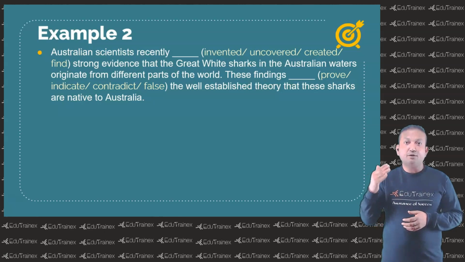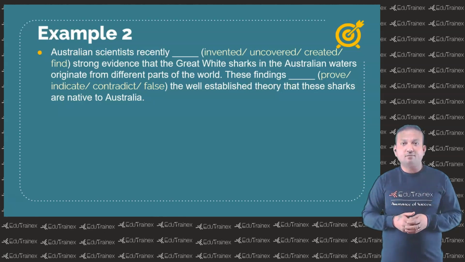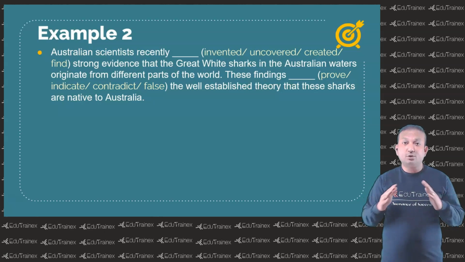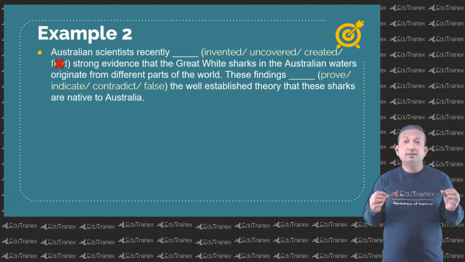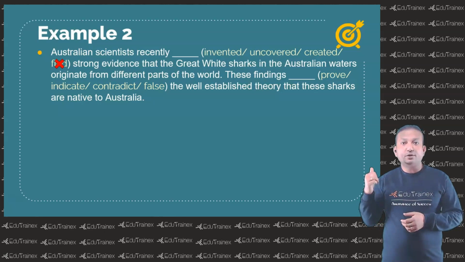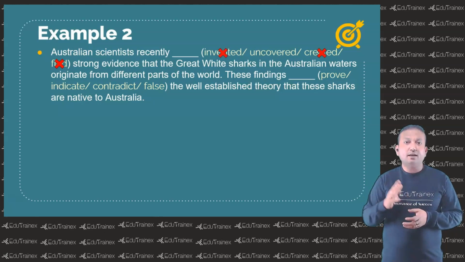The first list has invented, uncovered, created, and find. Now let's start eliminating. "Find" is in present tense, and since the answer is in simple past tense, it is not in the correct word format. Eliminate it. Look at "invented" and "created." Scientists didn't invent or create any evidence, unless the text would have been talking about some experiments. The text here looks more like an observation or discovery-based findings. And "uncovered" is the perfect fit here, as it talks about revealing some facts.